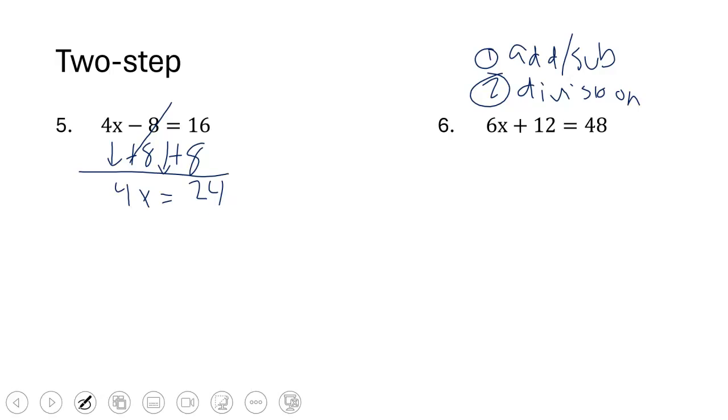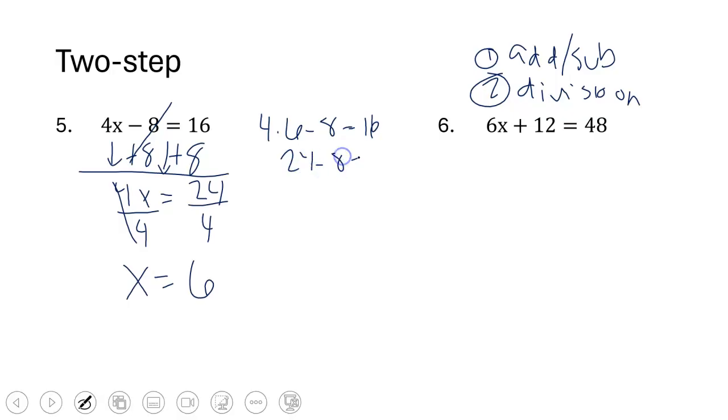Okay, so now I'm at my one-step equation. I have that 4 and x. That 4's in the way. So how are they connected? They're connected through multiplication. So what's opposite? Division. So I'm going to divide both sides by 4. So 24 divided by 4 is 6. And if you want, plug it back in. So 4 times 6 minus 8. Let's see, 4 times 6 is 24, minus 8. Does it equal 16? Yes, it does. So we got it right.